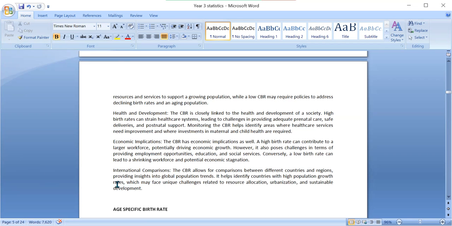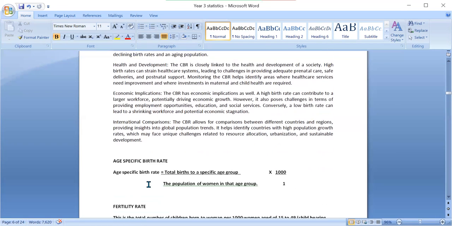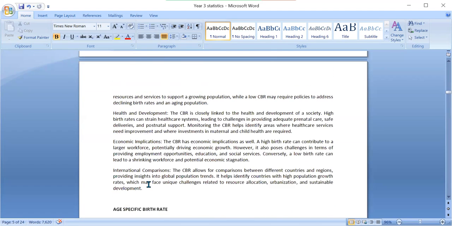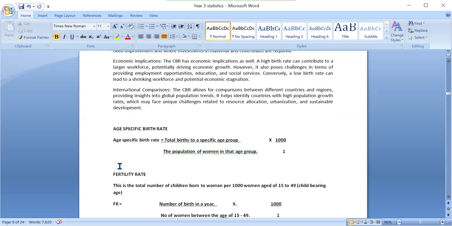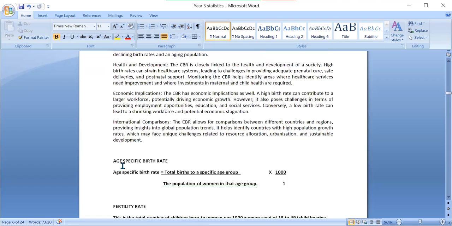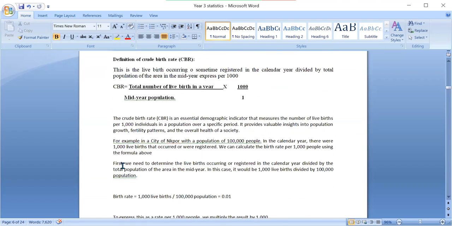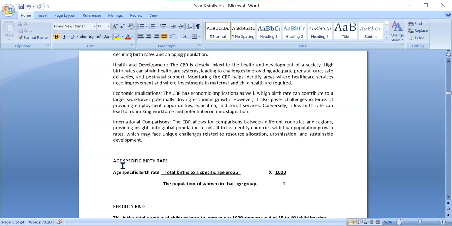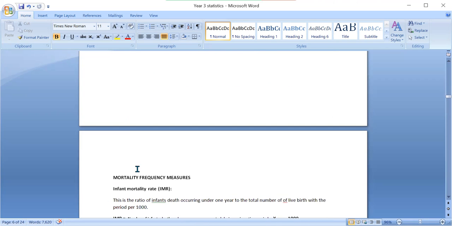It also helps us in international comparison. So we can easily compare Nigeria, China, and other countries to know who has a higher CBR than the other. There are other indicators to use, such as age-specific birth rates, fertility rates, and all of that. So that is all for crude birth rate.